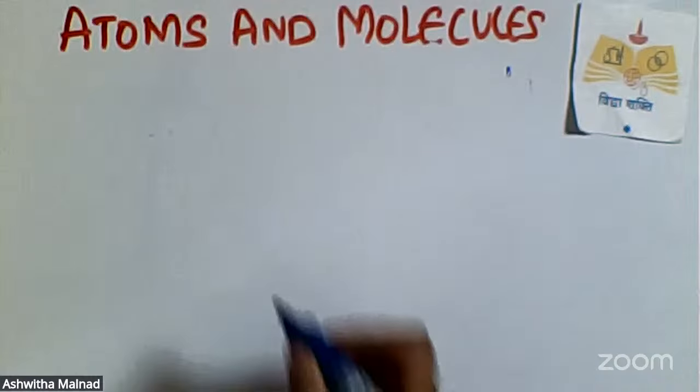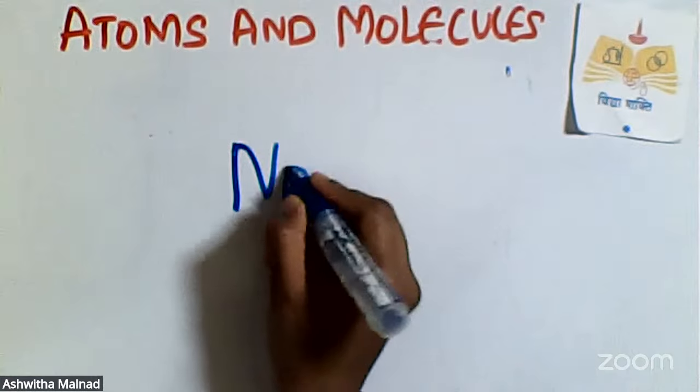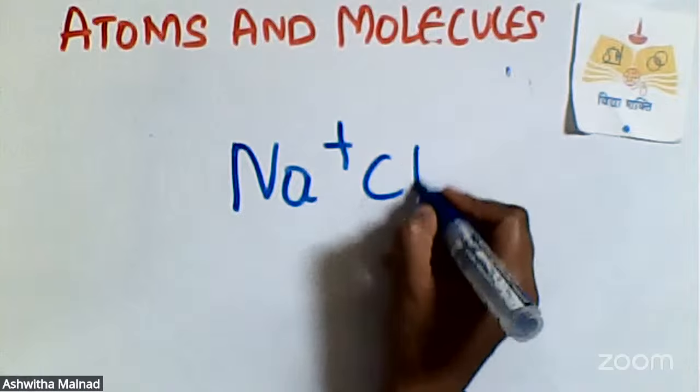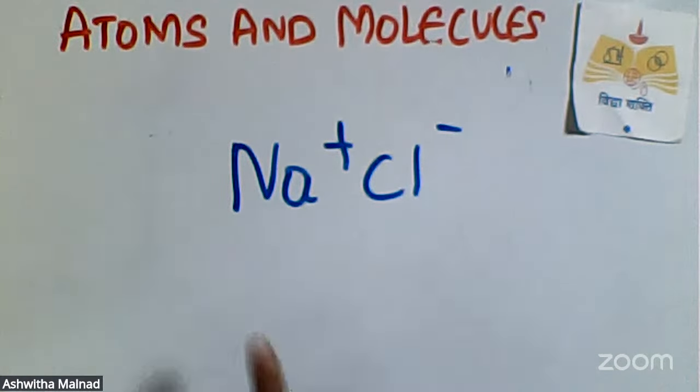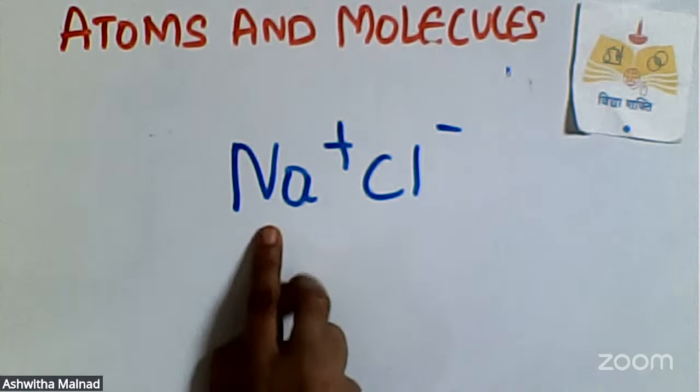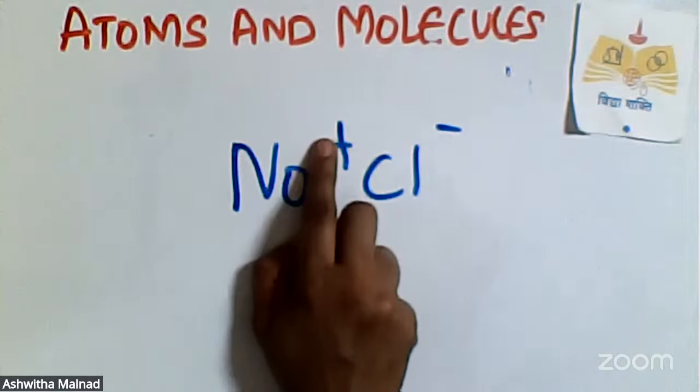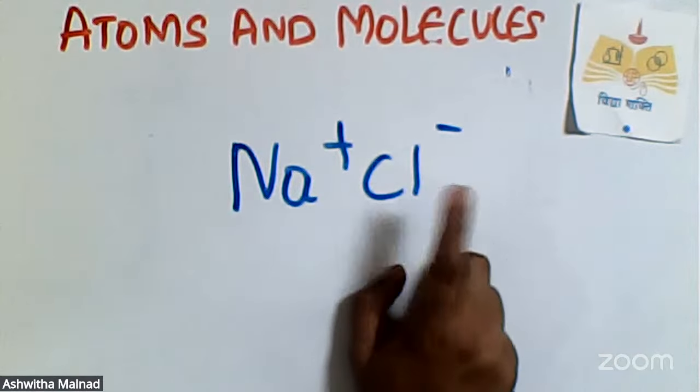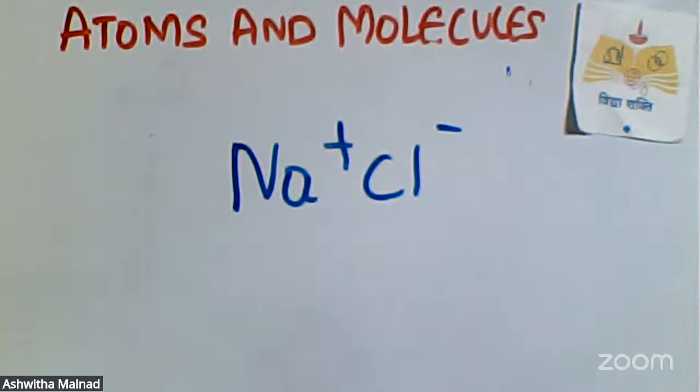Okay. So now we got to know why sodium is positively charged and chlorine is negatively charged. Where the number of electrons is less than the number of protons, it becomes positively charged, and where the electrons are more than the protons, it becomes negatively charged. So you understood this particular thing?